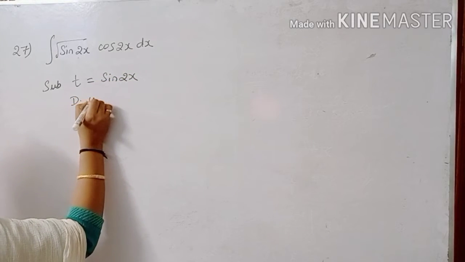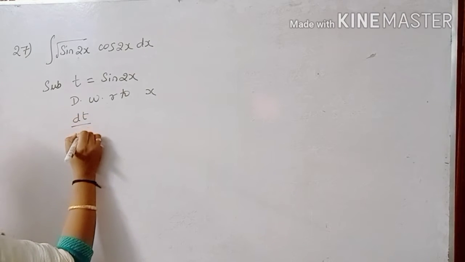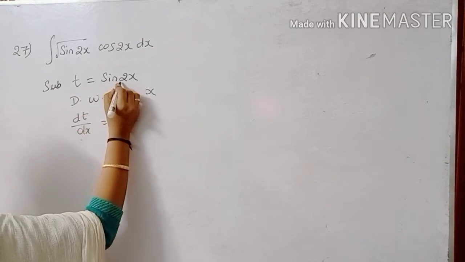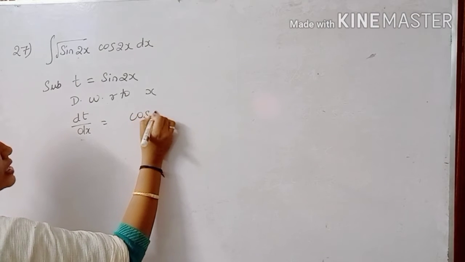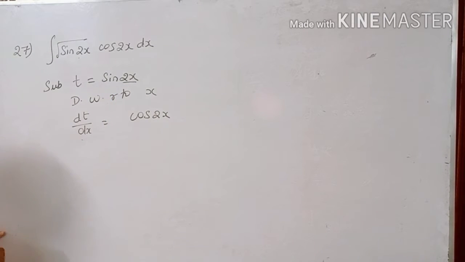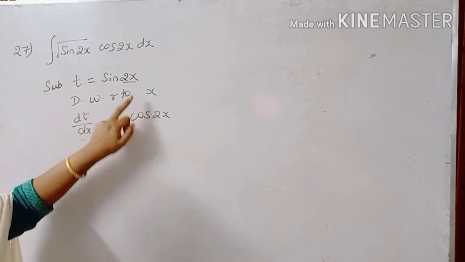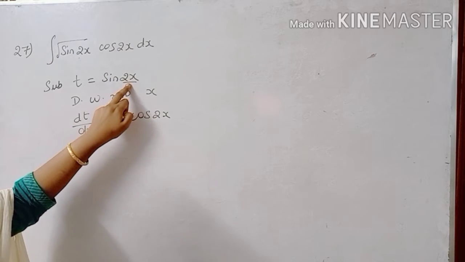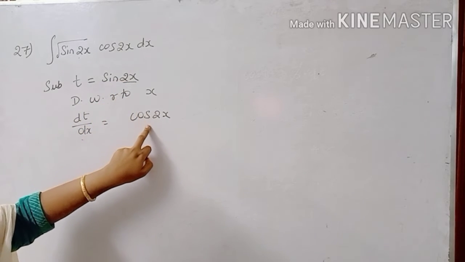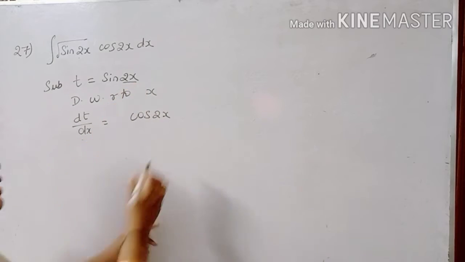Now we are differentiating with respect to x. dt divided by dx is equal to the derivative of sin 2x, which is cos 2x. Always remember, if we differentiate a trigonometric function, we have to differentiate the inner part too. Sin 2x differentiation is cos 2x, and differentiating 2x gives 2.